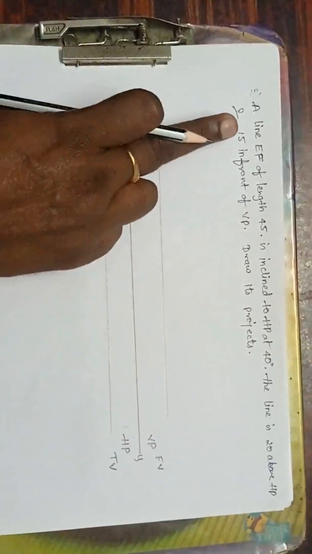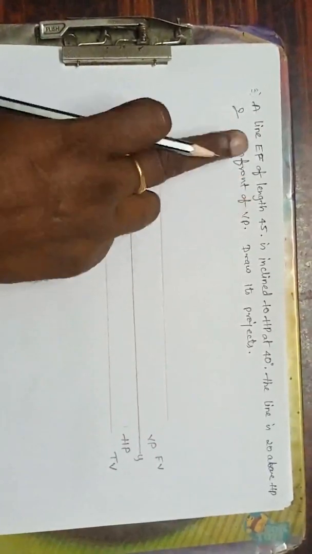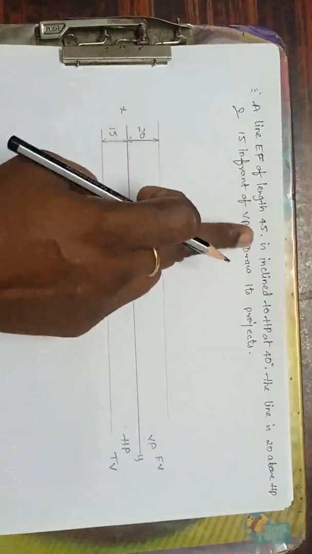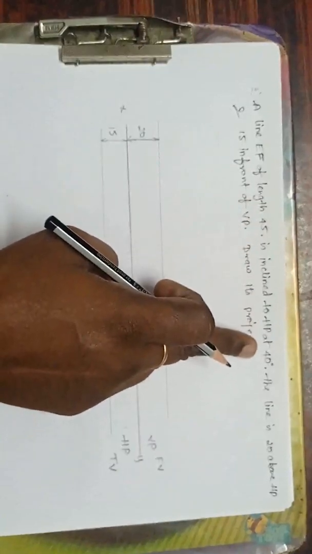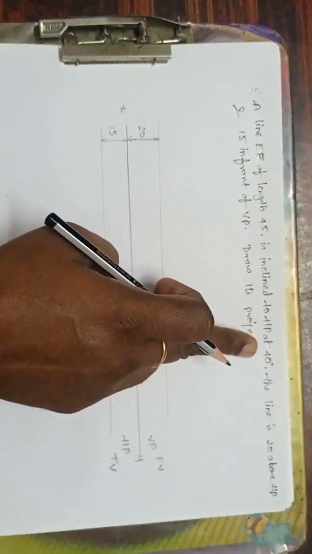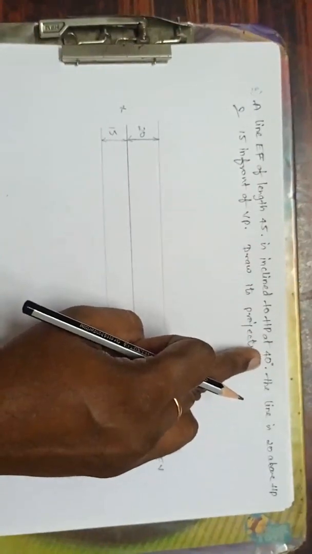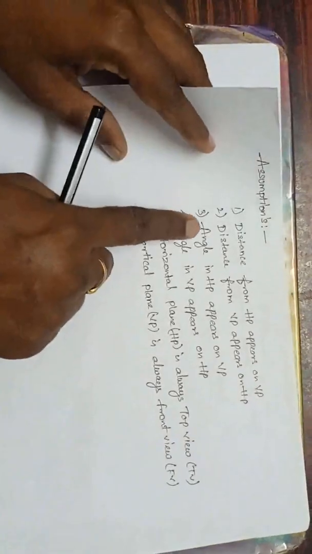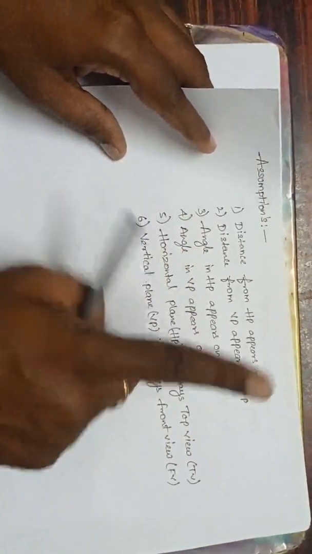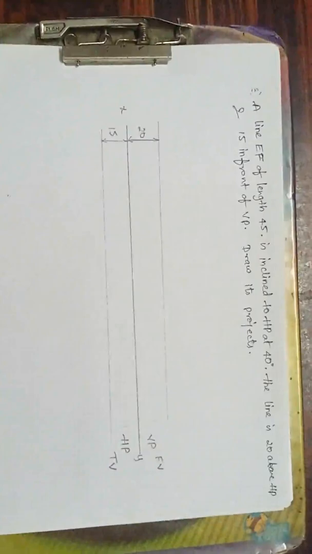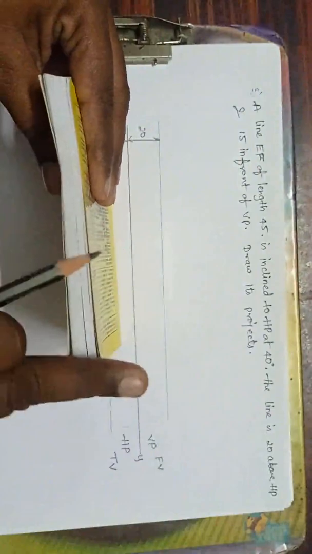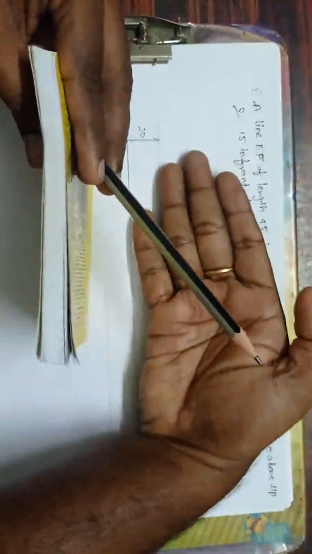Now, what he said: the line EF of length 45 is inclined to the HP at 40 degrees. If it is inclined to HP, that inclination I can see in the VP. That is reverse, we know that. We assumed in the starting that the angle in the HP appears on the VP. Assuming this is HP, if it is inclined to HP something like this, this inclination I can see in the VP.